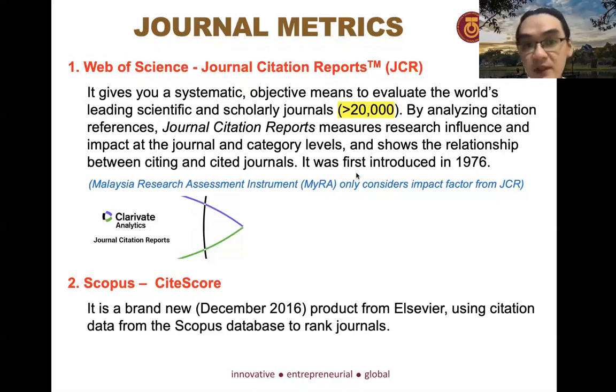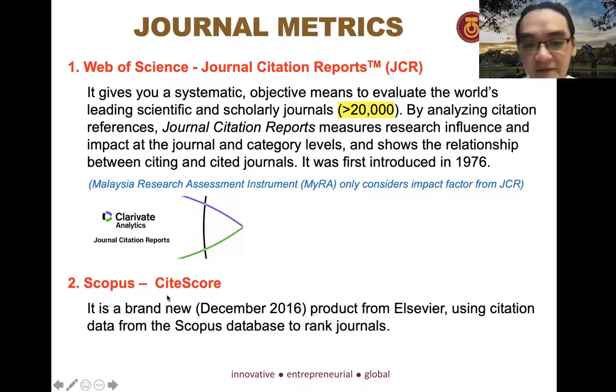The most important metric is the Journal Citation Report. Okay, this is the premium one. Whenever the Journal Citation Report comes out with the latest analysis statistics, people always refer to it. This is the premium one, which students normally call the journal impact factor. And the second one comes from Scopus.